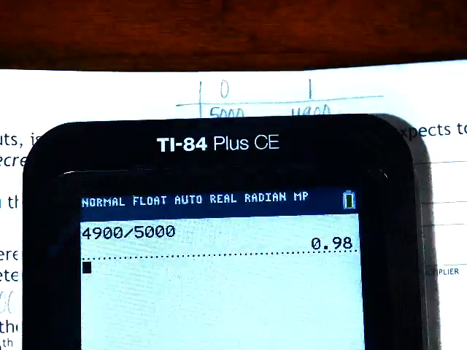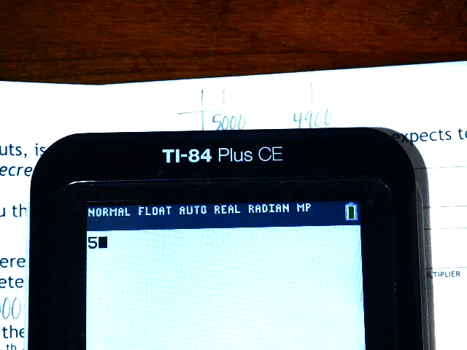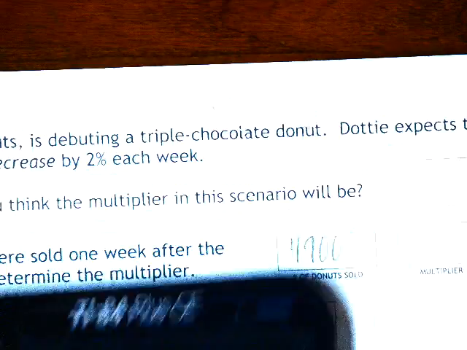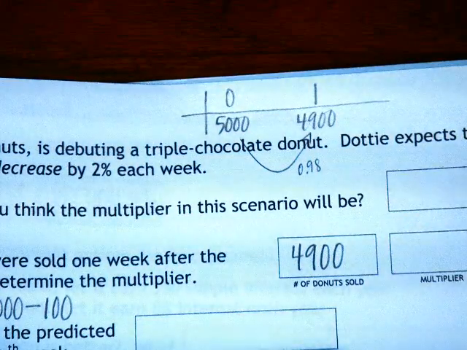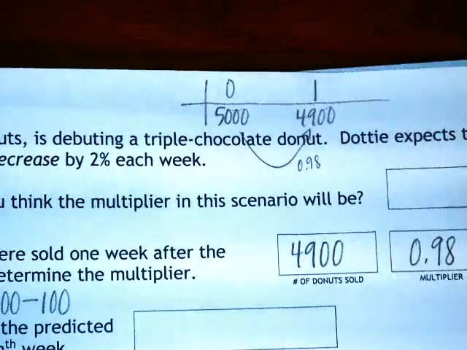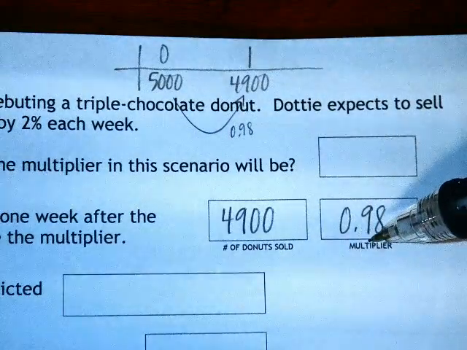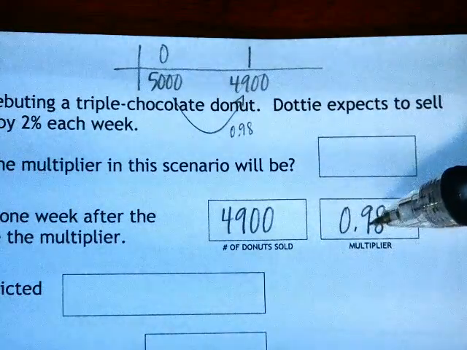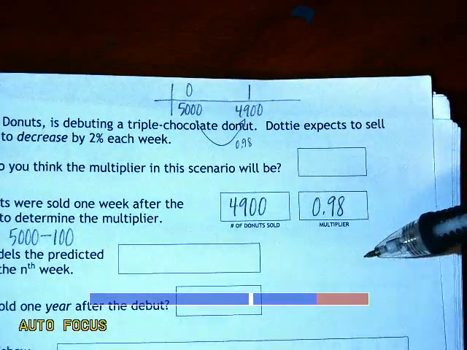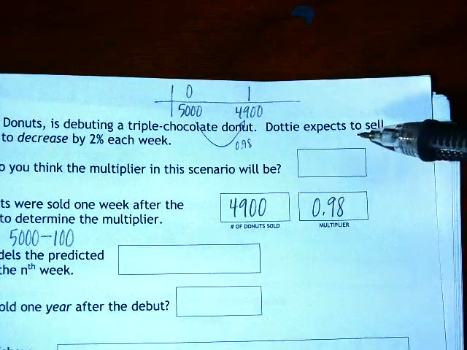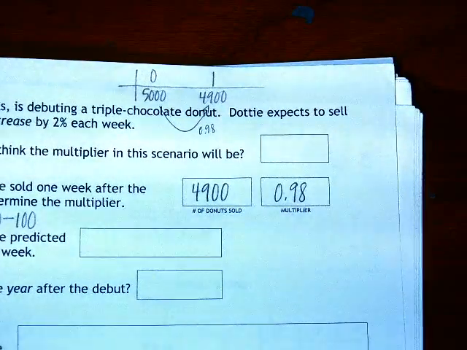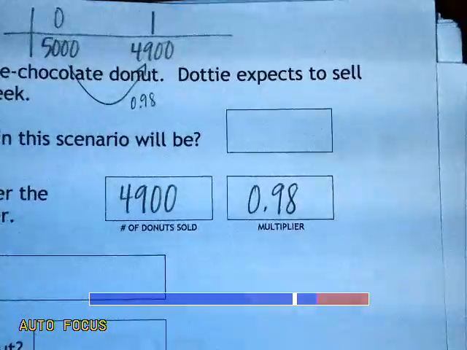Now let me just make sure. Again, I'll use my calculator. 5,000 times 0.98. Yep, really is 4,900. So I know that the multiplier is definitely 0.98. Now, moment of truth. Is that what you thought? Did you already predict that the multiplier was going to be 0.98? Because in theory, it is possible, based on the pattern that we've already discussed, that you did actually make that prediction. Let's think about it for a second.